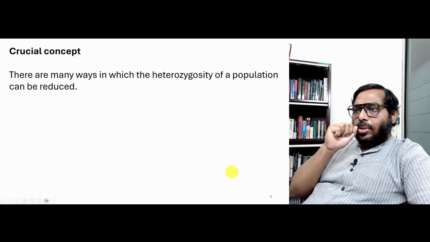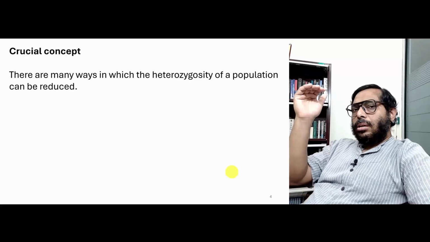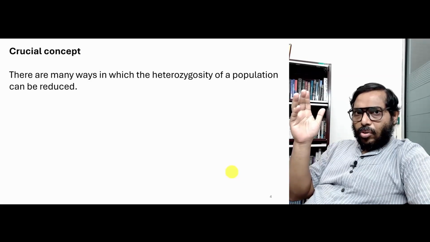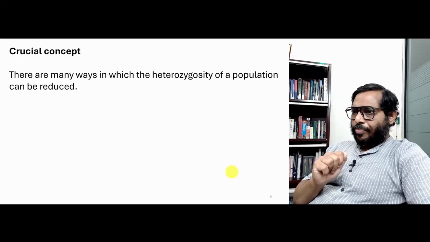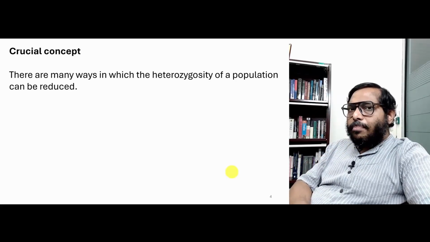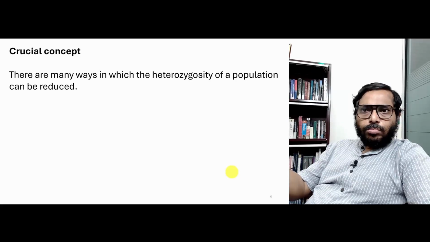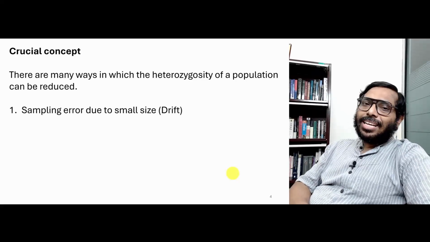So, here I talked about the fact that when the population is going towards fixation or loss of an allele, then the heterozygosity is going to be reduced. Now, there are multiple ways in which this can happen. Of course, sampling error due to small population size, or drift, is one reason, but other things can also happen.